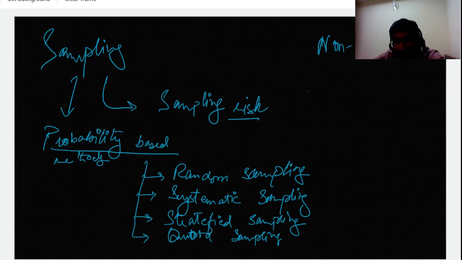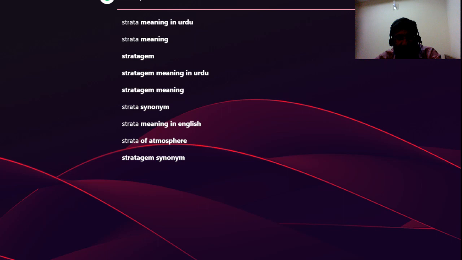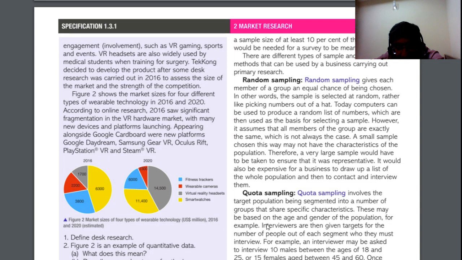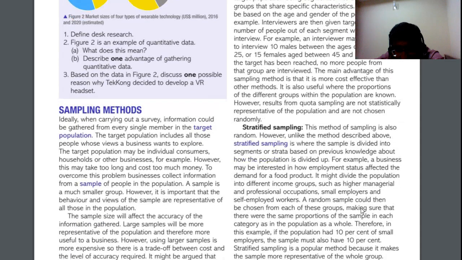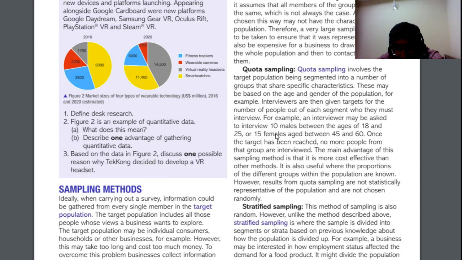Strata means what? Like, what's the actual word meaning? Strata. Let me quickly check. From what I understand, it is grouping things into strata. Meaning: layer or series of layers of rock in the ground, level or class to which people are assigned according to their social status, income, level, education. Or class. So the actual word, I don't know the word. Wow, nice. That's good to hear. Segments, you can use the word. Segregation, you know. Segments, yes. Indeed. I misspoke, you know. Sounds the same.